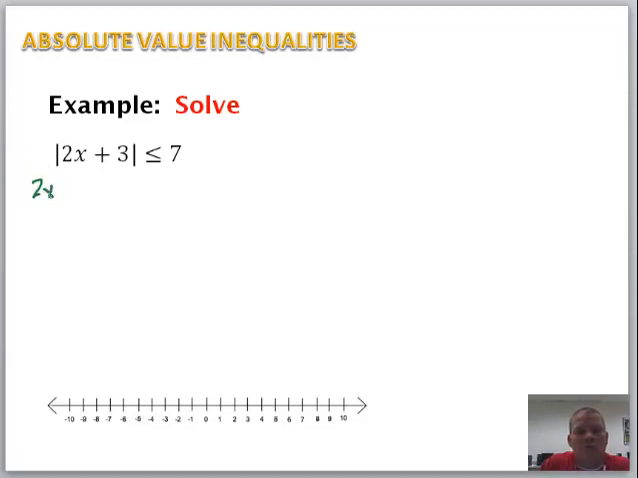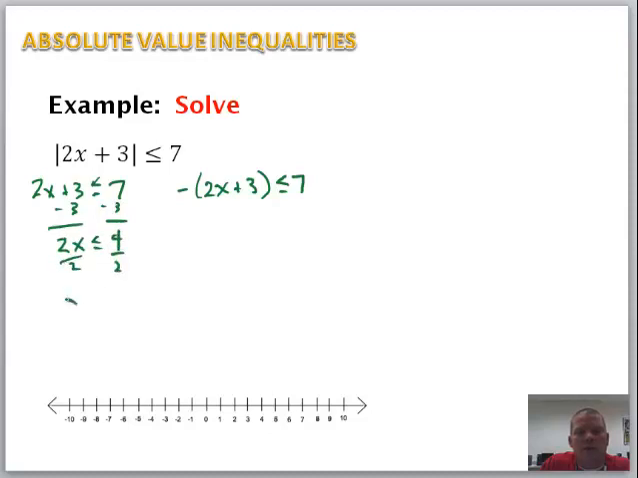So I'm going to write 2x plus 3 is less than or equal to 7. And I'm going to write the negative of that, negative (2x plus 3), is less than or equal to 7. And then I'll solve each one of them. By subtracting 3, I get 2x is less than or equal to 4, then divide by 2 and get x is less than or equal to 2.